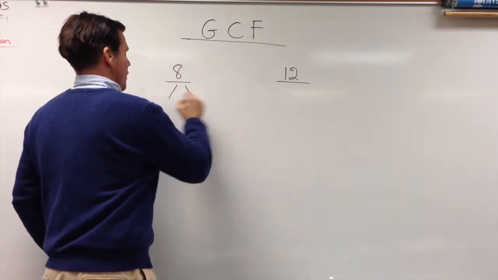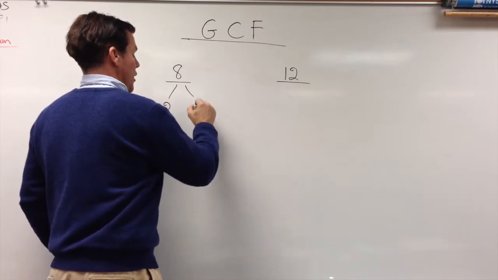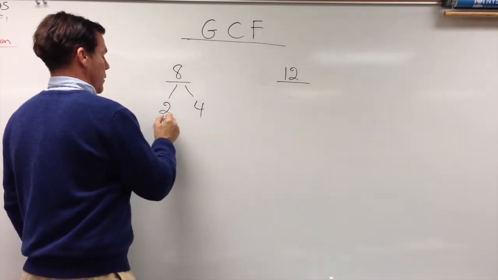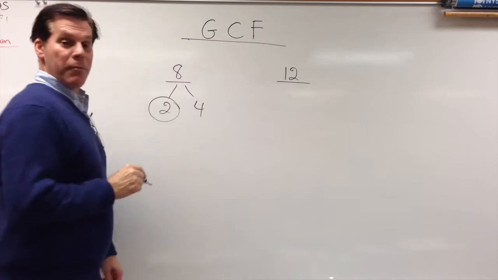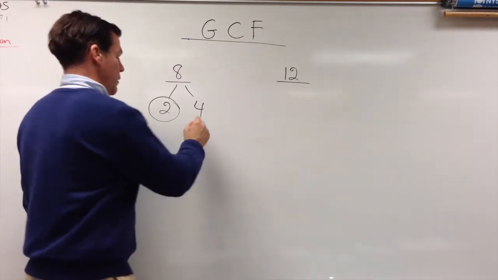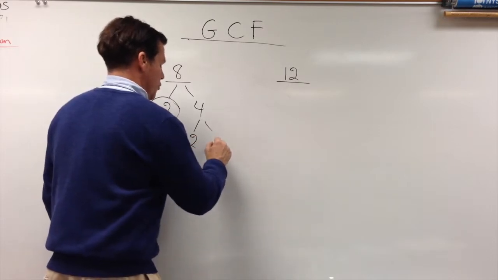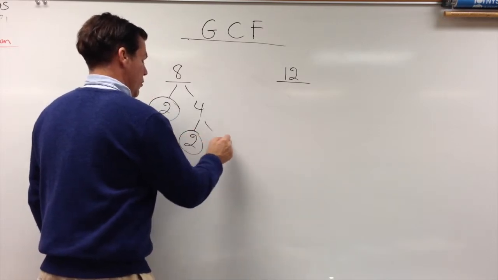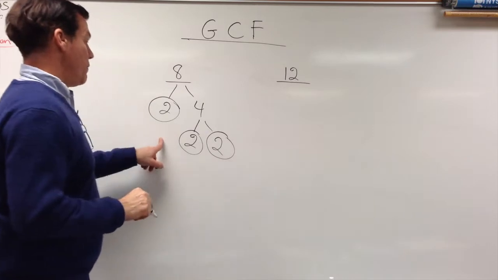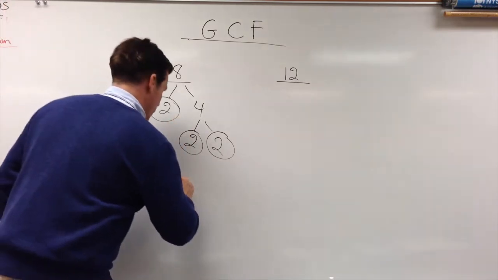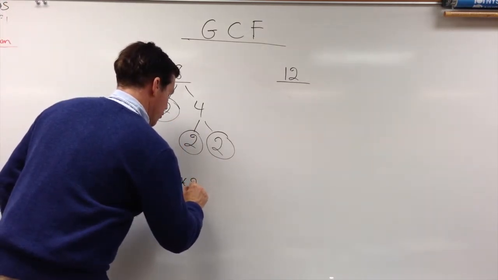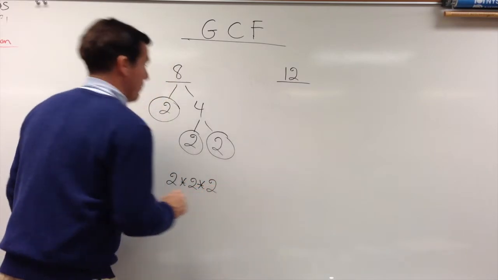8 is the same as 2 times 4, okay? 2 is a prime number, so we'll go ahead and stop right there. 4 is not, I will continue. 4 is the same as 2 times 2, prime number, prime number. So far 8 is equal to 2 times 2 times 2.